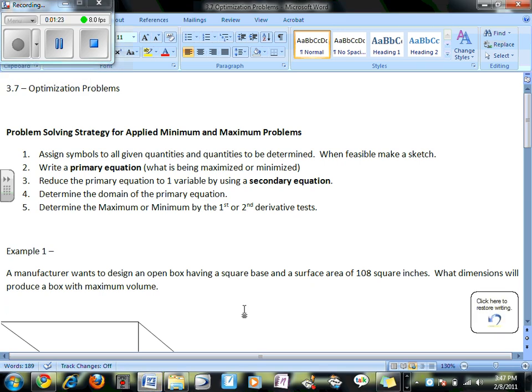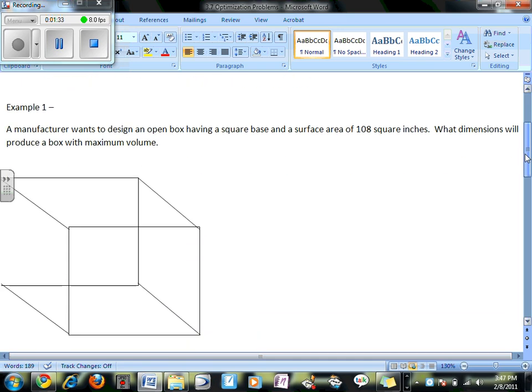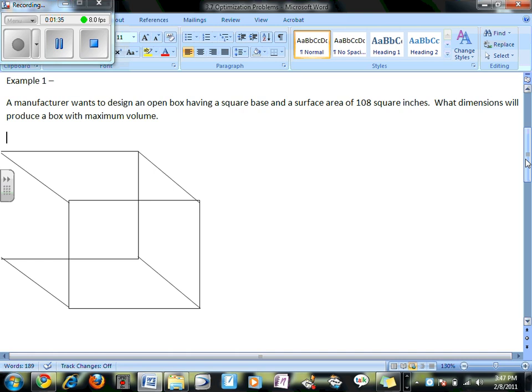Our fourth step then is to determine the domain of the primary equation. And then the last step is to find the maximum or the minimum values, using the first order derivative test, and we know how to do that. So here we go. Our first example: a manufacturer wants to design an open box having a square base and a surface area of 108 square inches. What dimensions will produce a box with a maximum volume?